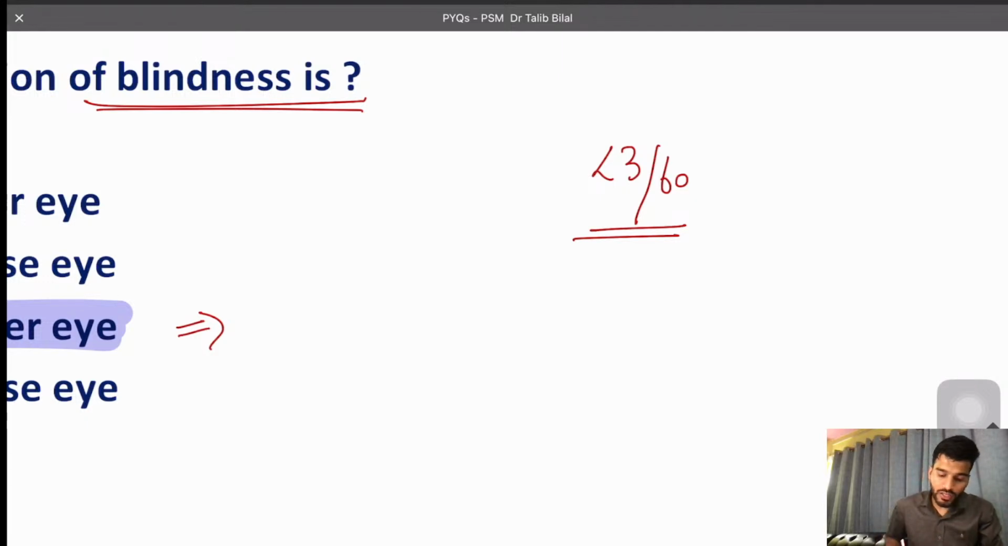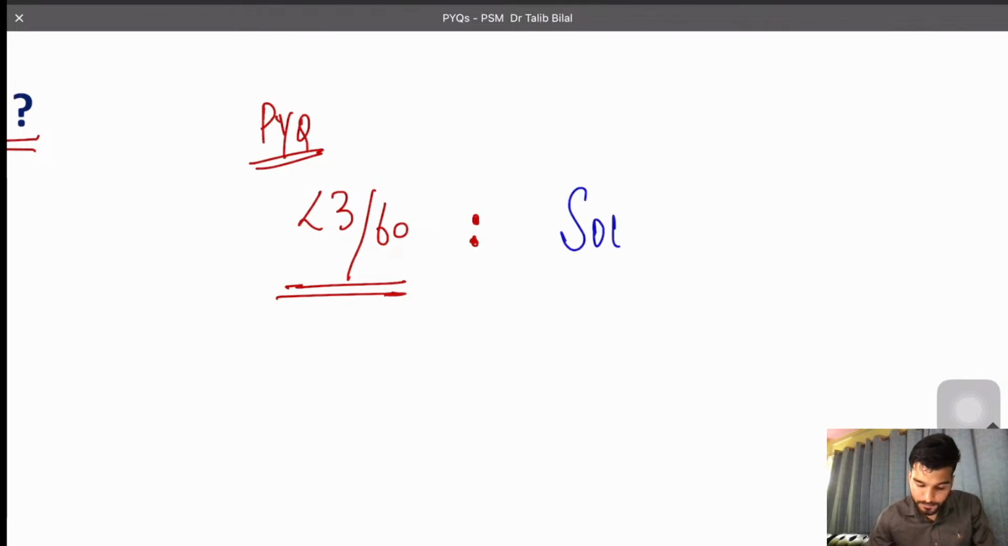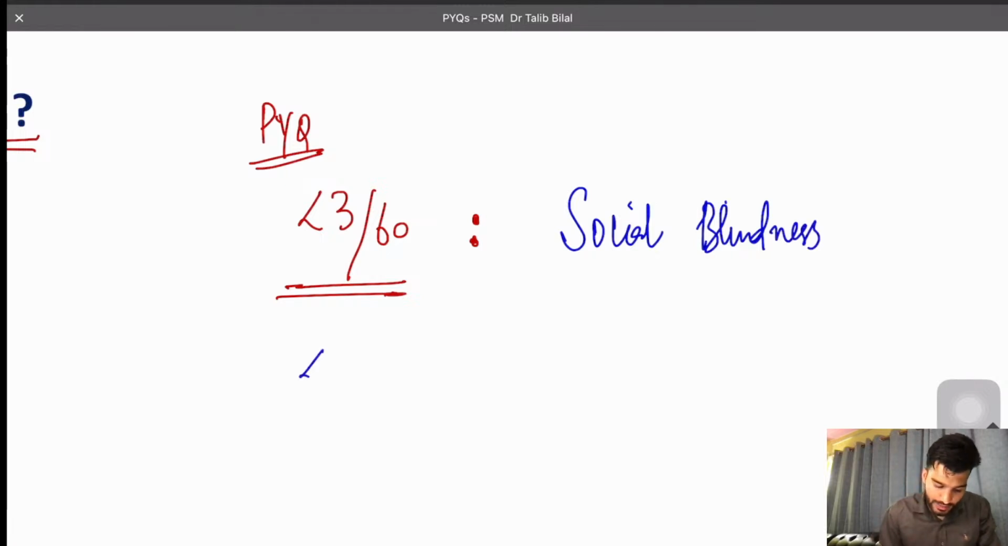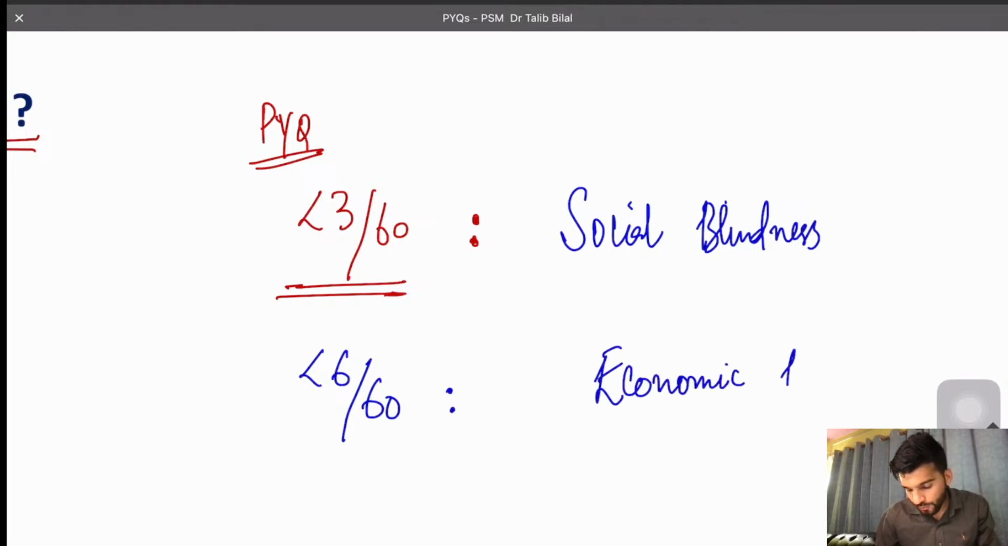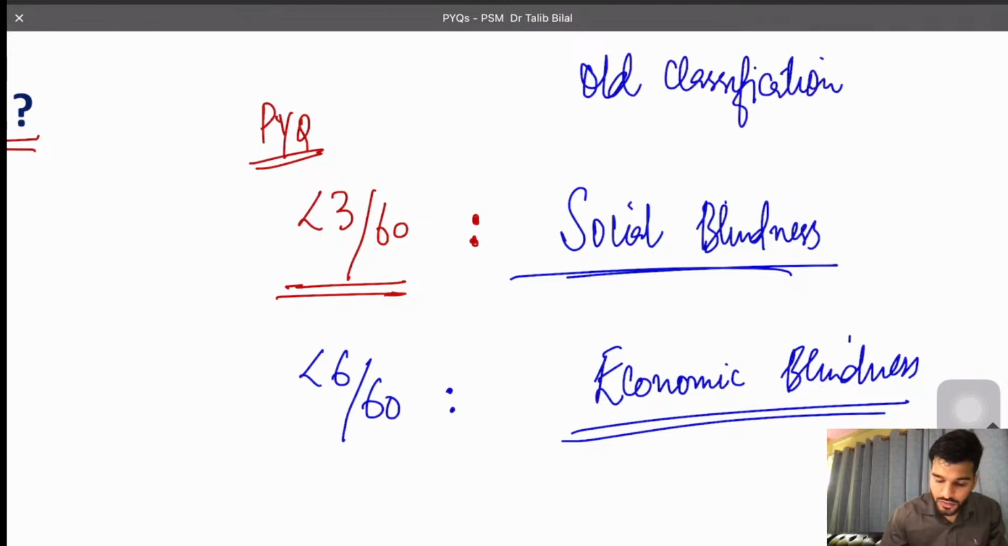Now as per the old classification, less than 3/60 goes with the, write down in the comment section, guys, again the PYQ. This question is again a PYQ. Less than 3/60 goes with social blindness. Less than 6/60 goes with economic blindness. These are 2 PYQs that we discussed yesterday as well. So remember this: social blindness and economic blindness, as per the old classification. But as per the new classification, any value less than 3/60, your answer is going to be blindness.